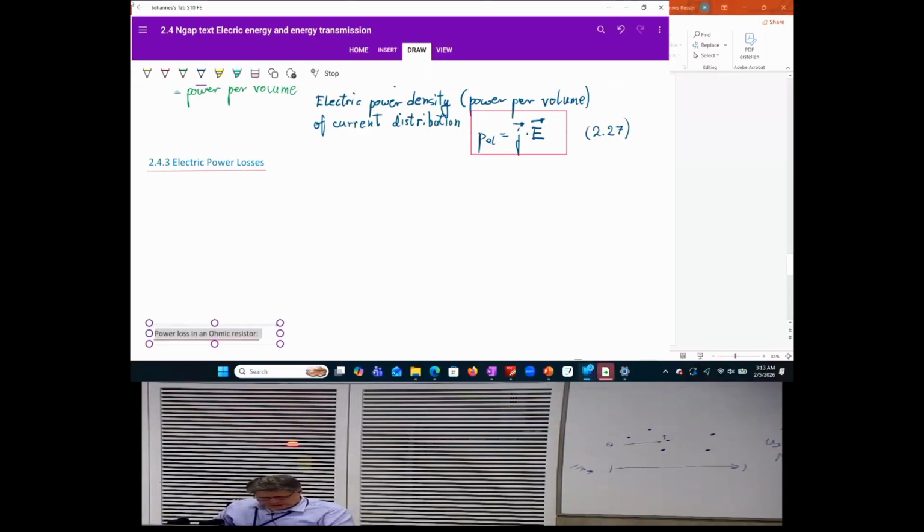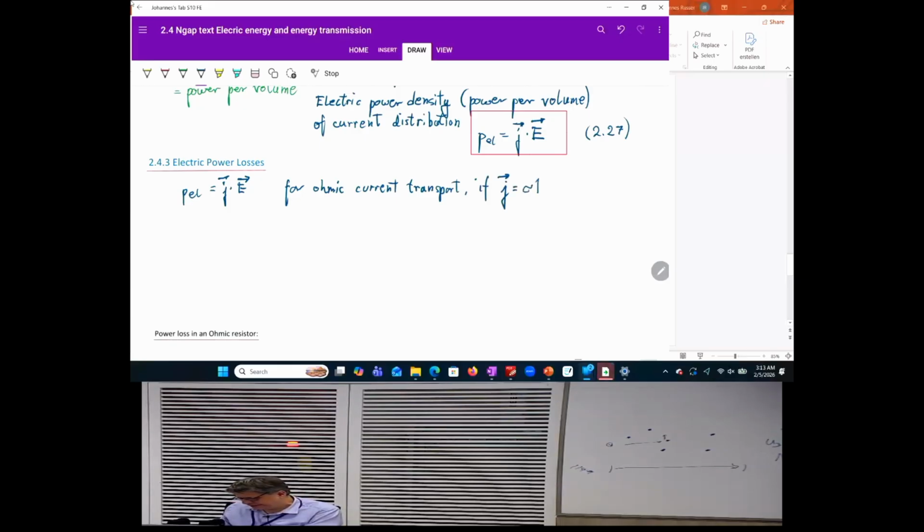Okay, here it is again. The power density is small p electric, current density times electric field. That is for an ohmic current transport, where we have the current density equal to sigma times E. That is in alignment with this drift model. This is Drude, the name of the person who established this model.